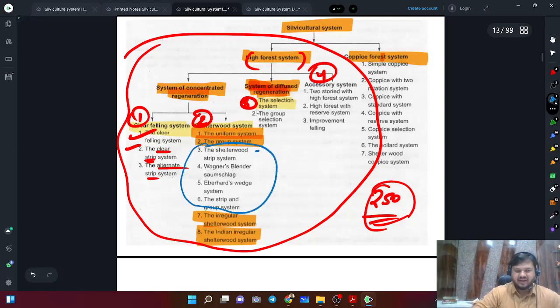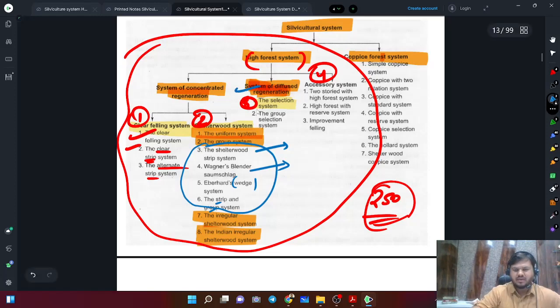One is shelter wood strip system. One is wedge system. It is known as Eberhard's wedge system. There was a scientist or a forester whose name was Eberhard, right? All German people. And then there is Wagner's blender Schaumschlag system, again very simple, just a German modification, right? And then there is coupling. This is strip and group system together. So just write it in your copy, and it will be pretty clear. So this is very important.